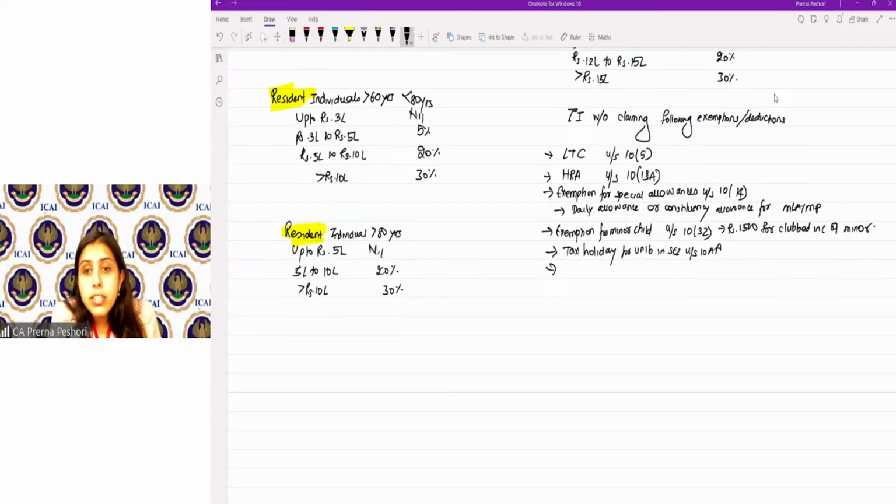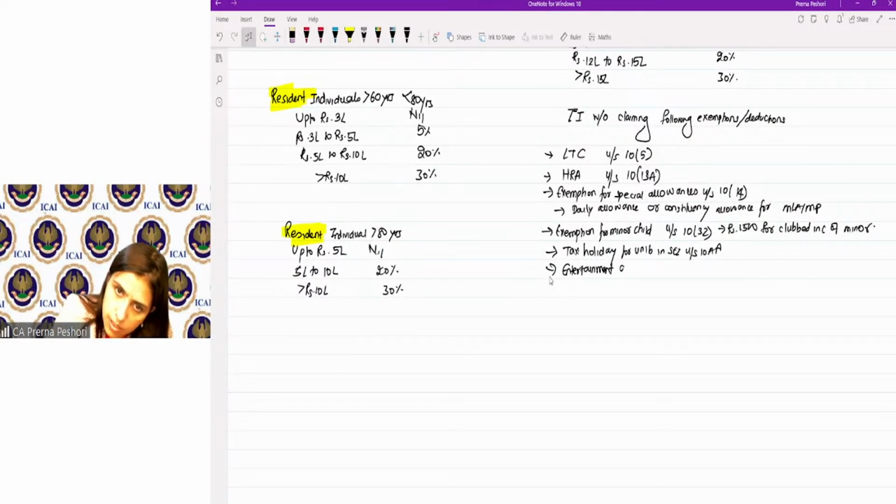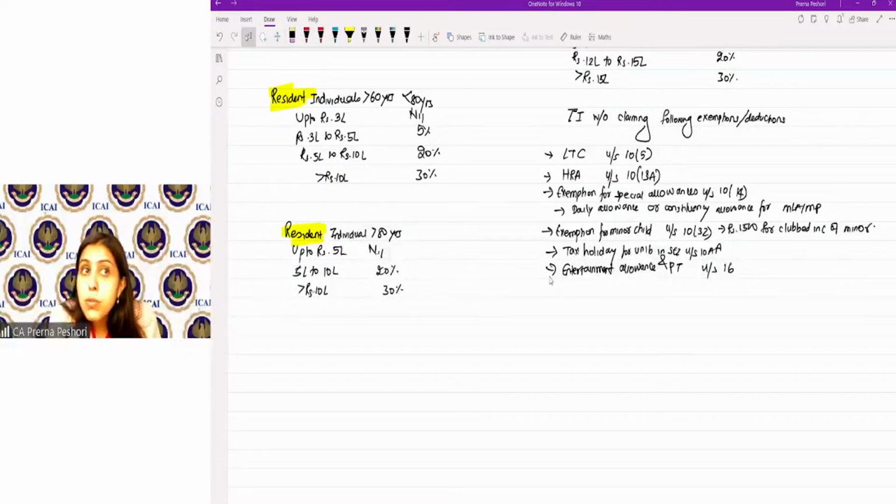Then entertainment allowance and professional tax. Entertainment allowance and professional tax under section 16. So that means what? What is allowed? No, it is 100 per child for 2 children per annum. No, that is for the salary. 10(32) is for the clubbing. Okay, so entertainment allowance and PT will not be allowed as the deduction under section 16.